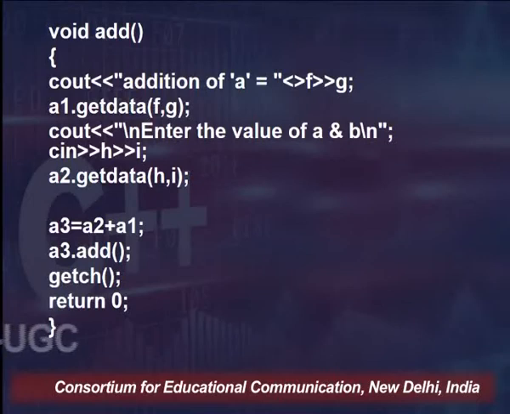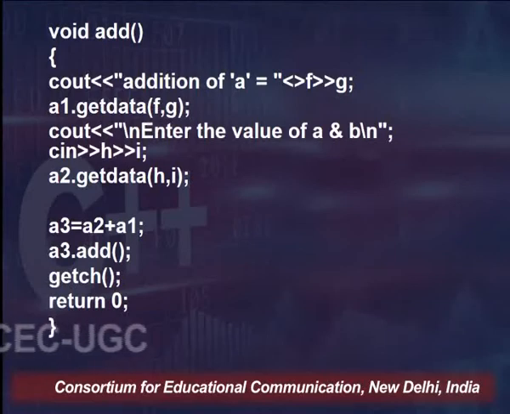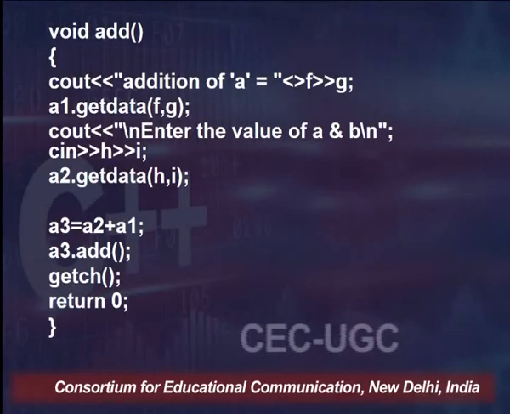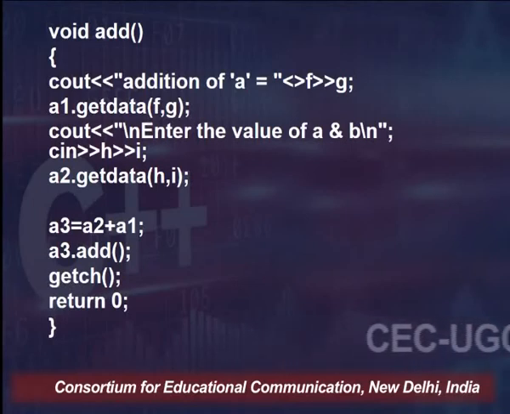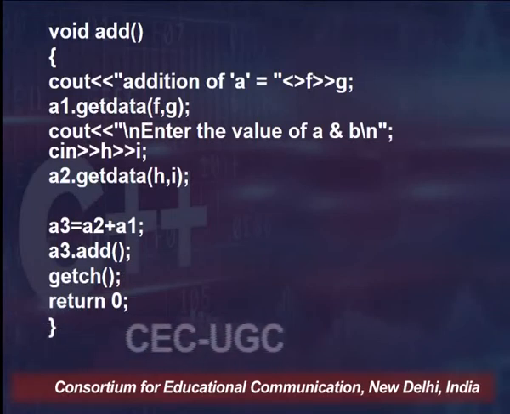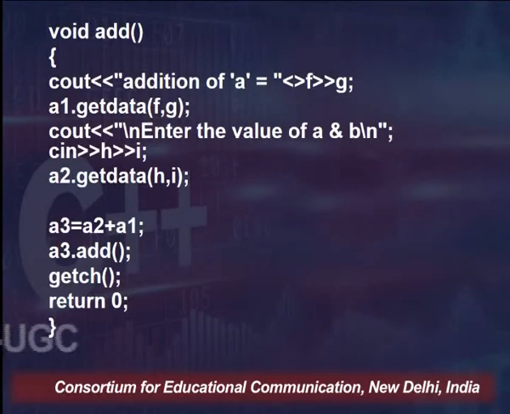One is a1, another one is a2, for which we have already used this function get data, and we have already filled a1 with the values and a2 with the values given by the user, and these values of a and b corresponding to a1 and a2 are set. Now, whenever I am calling a3 is equals to a2 plus a1, that means the friend function has to be called.